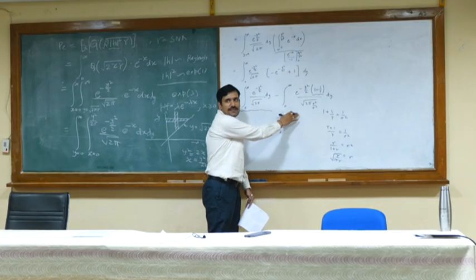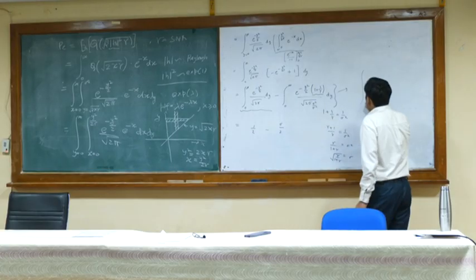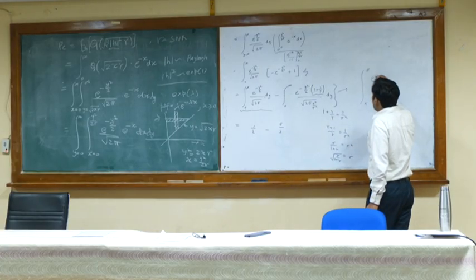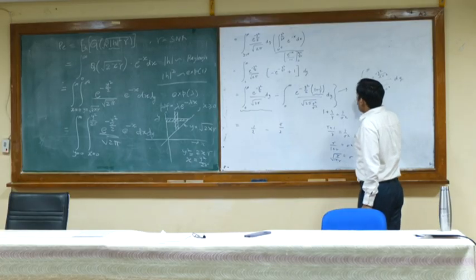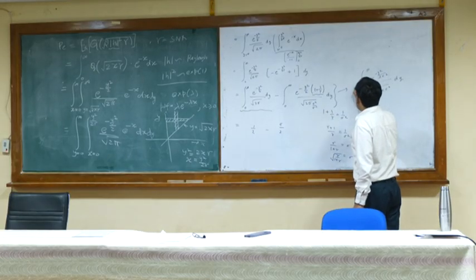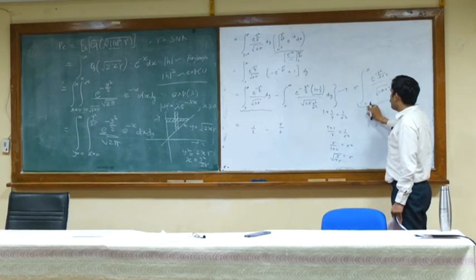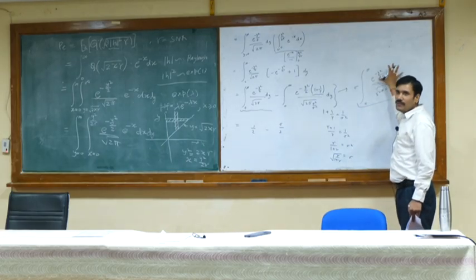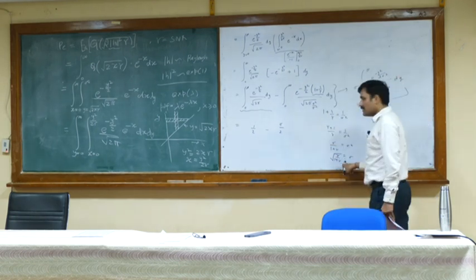This integration will become the integral from 0 to infinity of e to the power minus y square divided by 2 sigma square, divided by square root of 2 pi sigma square, dy, and this sigma will come here. So this is just the PDF of a Gaussian integrated from 0 to infinity, so its value will be half. So we will get sigma divided by 2, and the value of sigma is like this.